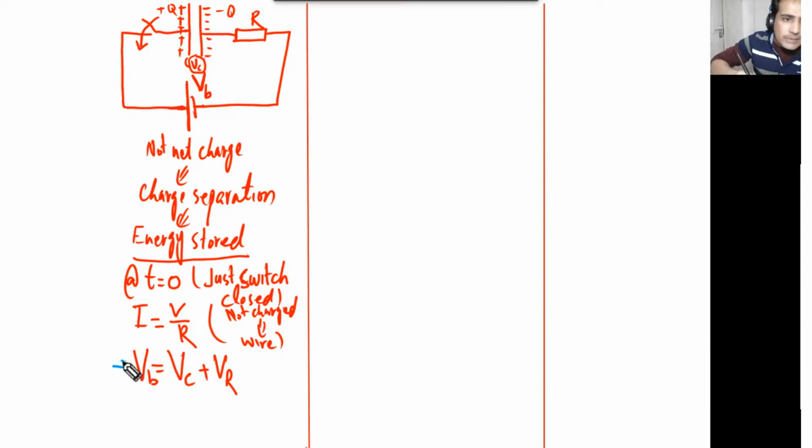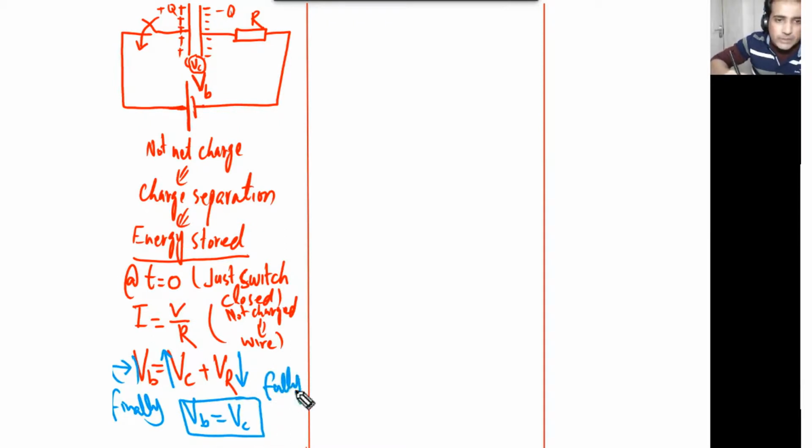As time is passing, the voltage of the battery is not changing, but the voltage of this resistor will go down and the voltage of the capacitor will go up. Finally, VB will be equal to Vc when the capacitor is fully charged, meaning the EMF of the battery will be equal to the voltage across these two plates. So VR will decrease, Vc will increase.